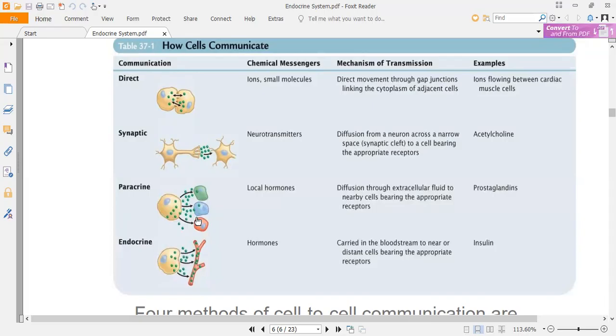Then there are also what we call the endocrine hormones. As you can see on this diagram, a cell produces a certain substance known as a hormone, which is able to travel a long distance. Actually, it has to use the bloodstream. Endocrine hormones use the blood, or the circulatory system, to reach their target cells or target organs. An example is insulin.